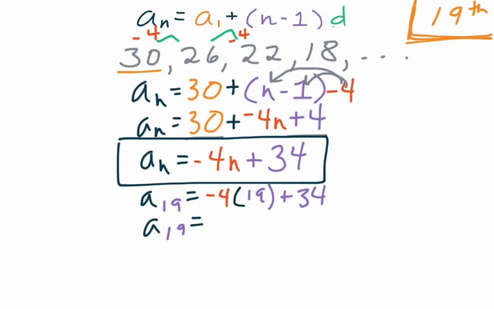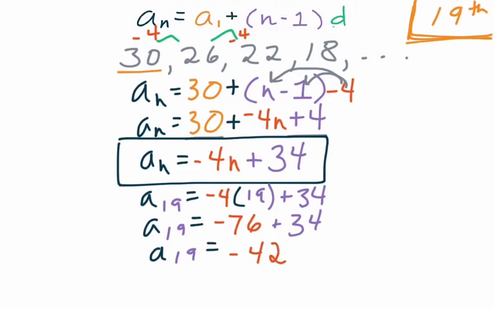Negative 4 times 19, you can do it on paper or calculator, but you're going to get negative 76. A negative times a positive is a negative. We're going to add 34 to that. So we finish up saying, hey, a of 19 is negative 76 plus 34. You could calculate that too, but you're going to get negative 42.